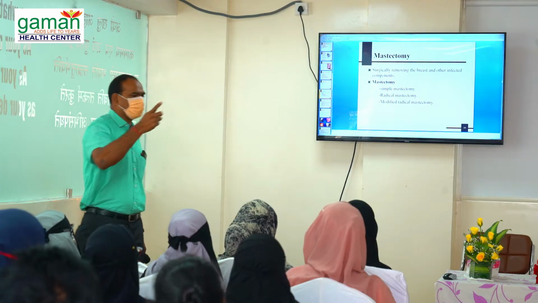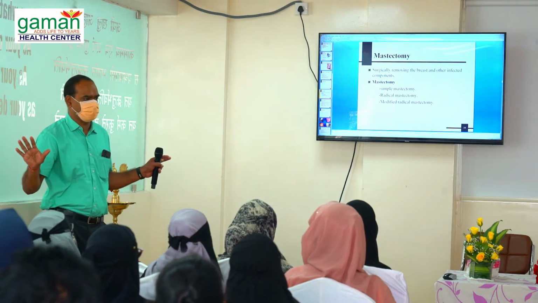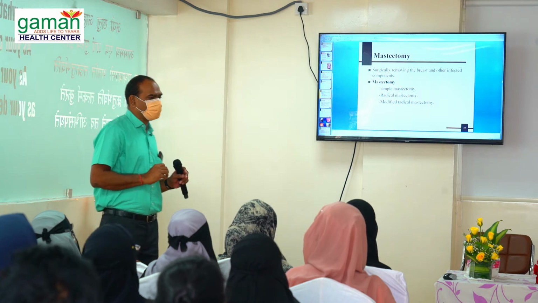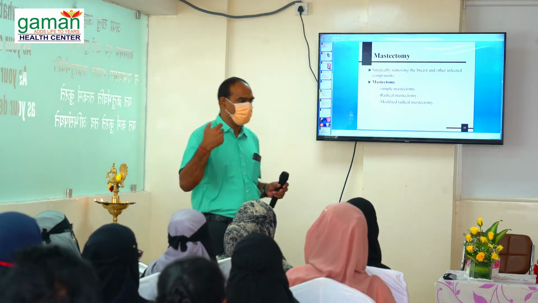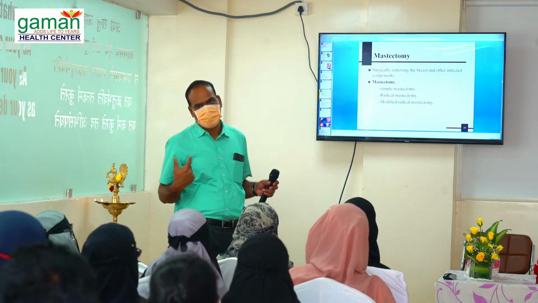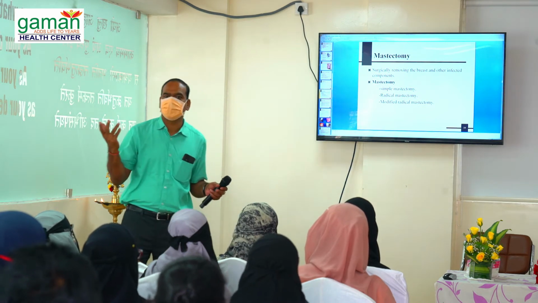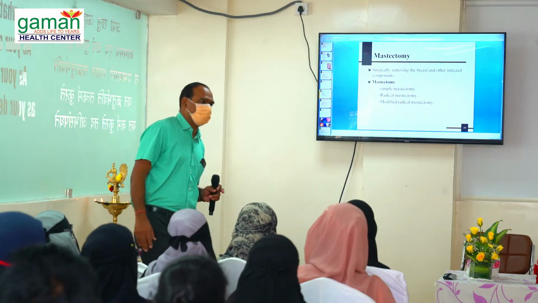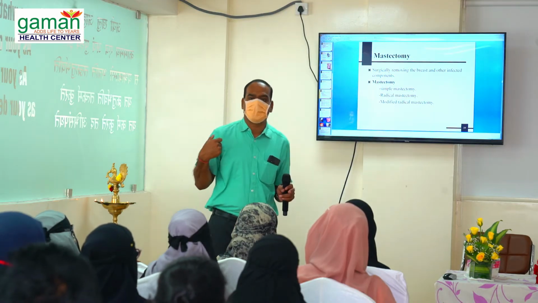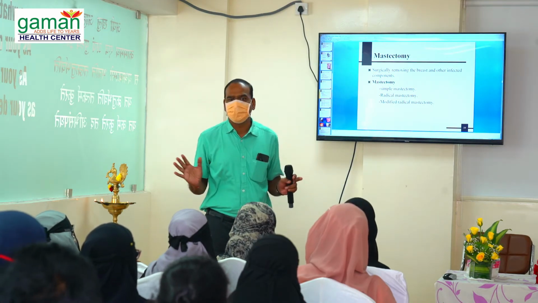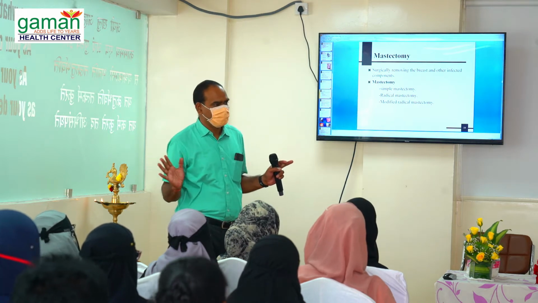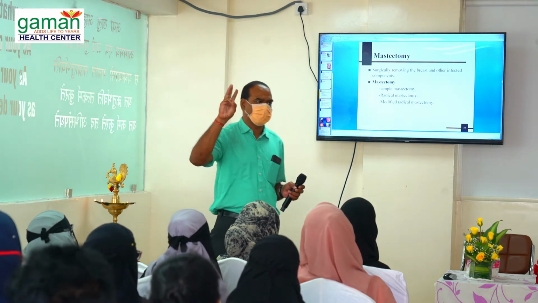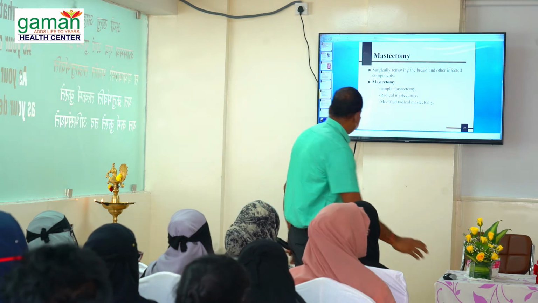What is simple mastectomy? Only the removal of the breast. What happens in radical mastectomy? Along with the breast, lymph nodes and some part of the chest wall, sometimes some part of bone, sometimes some part of the muscle. The last one, modified radical: there, along with the breast, only the lymph nodes, not part of the chest wall or muscles. So these are the three common surgeries for any type of breast cancer.